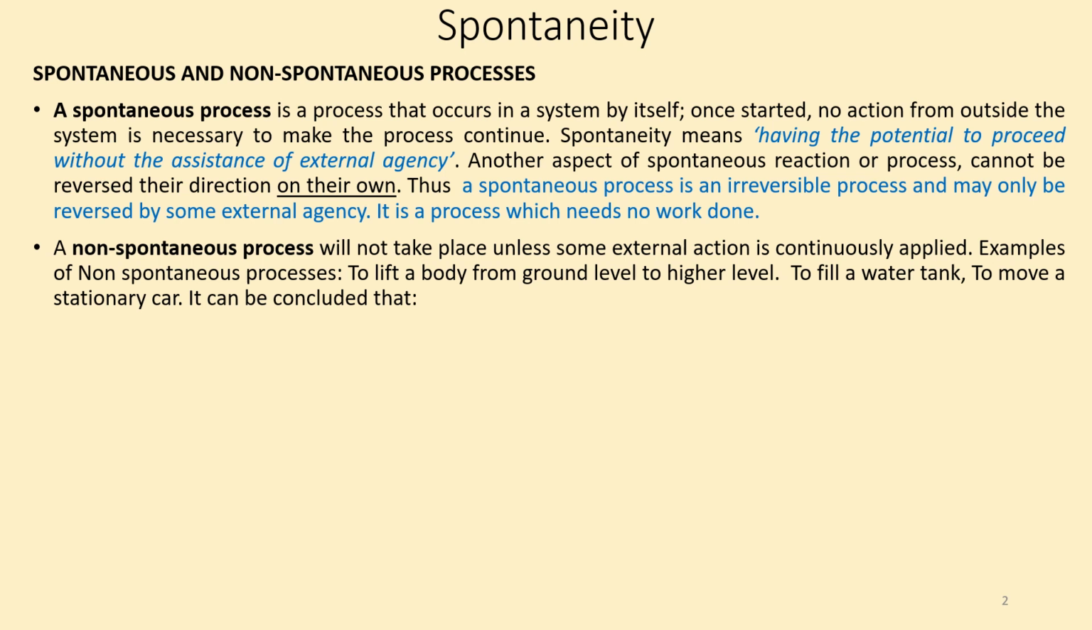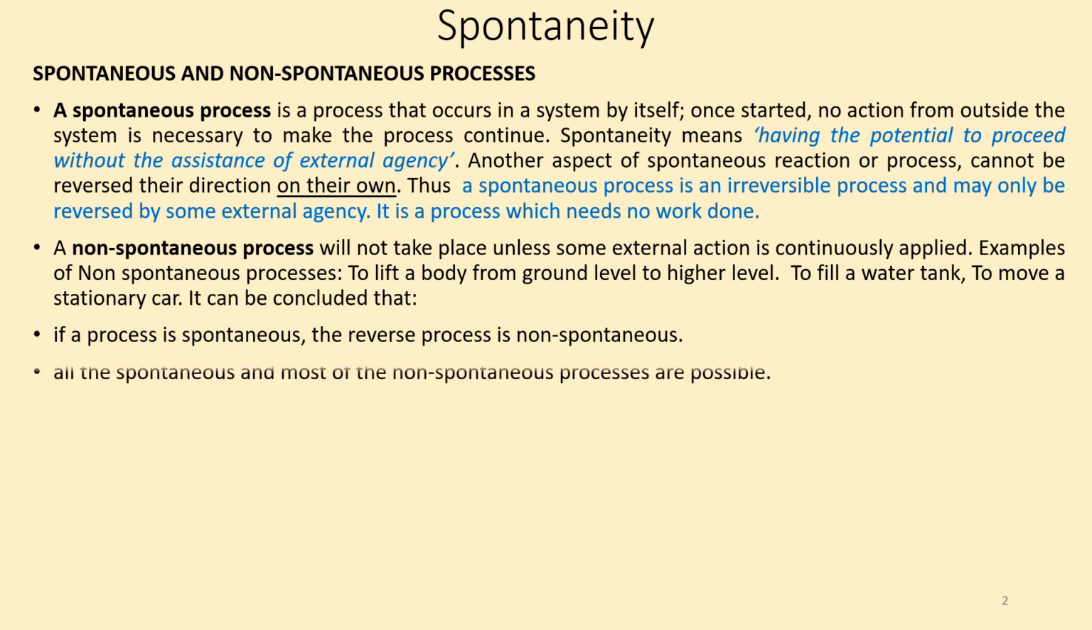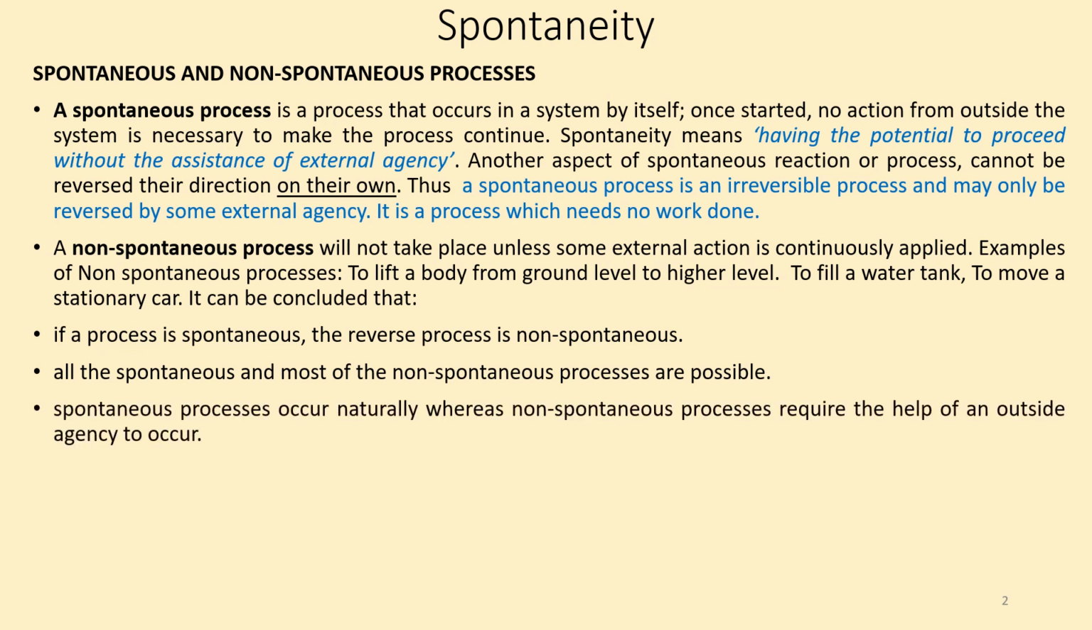Thus, we can conclude that if a process is spontaneous, the reverse process is non-spontaneous. All spontaneous and most of the non-spontaneous processes are possible. Spontaneous processes occur naturally, whereas non-spontaneous processes require the help of an outside agency to occur.